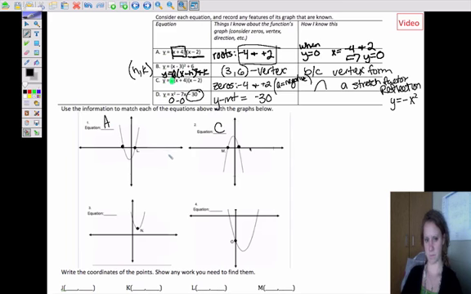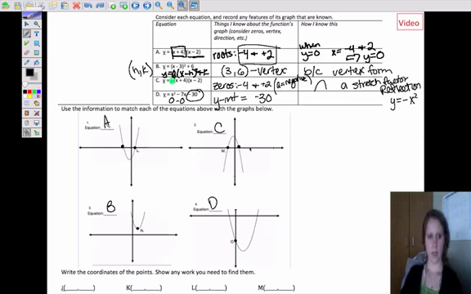B, we knew that our vertex was (3, 6). This vertex is in the negatives, this vertex is not (3, 6), this vertex is not (3, 6), but it looks like this vertex is (3, 6). So it looks like B should be with graph number 3. And then that leaves D with graph number 4, but let's make sure that's the case. It looks like our y-intercept here is negative 30, and that's the only thing we knew about that graph.